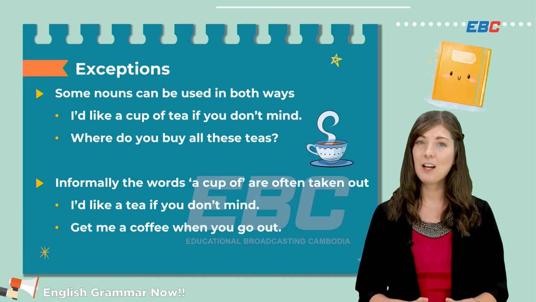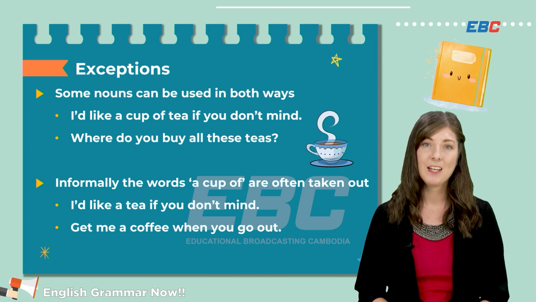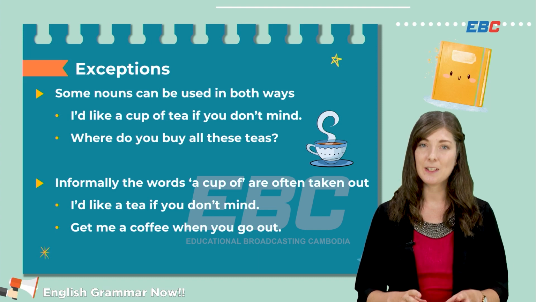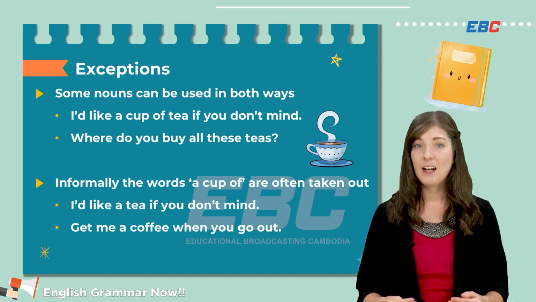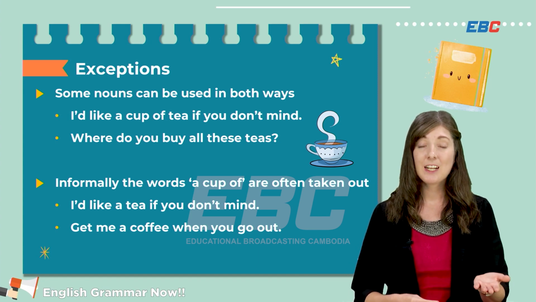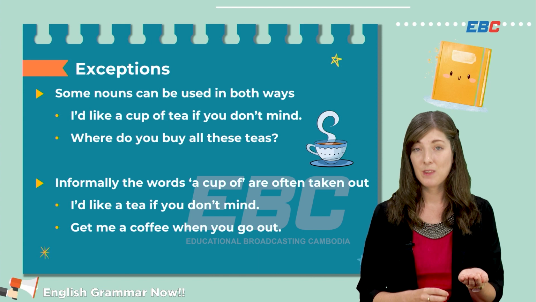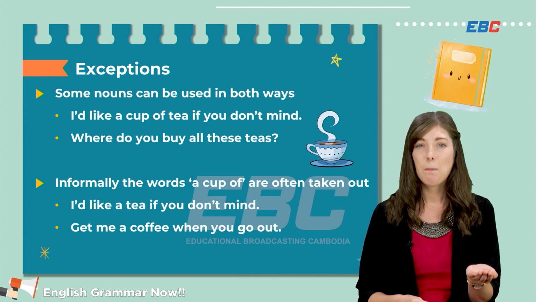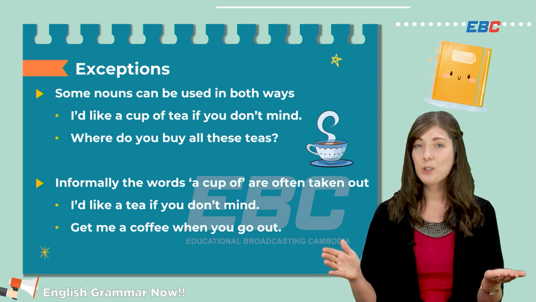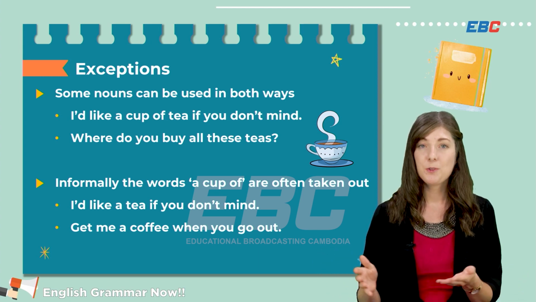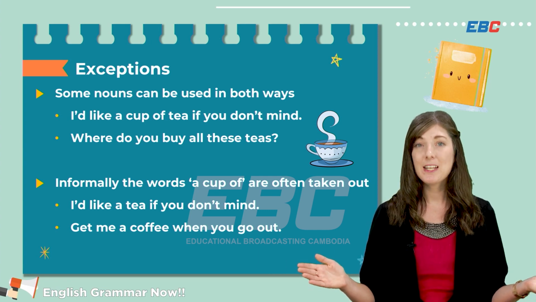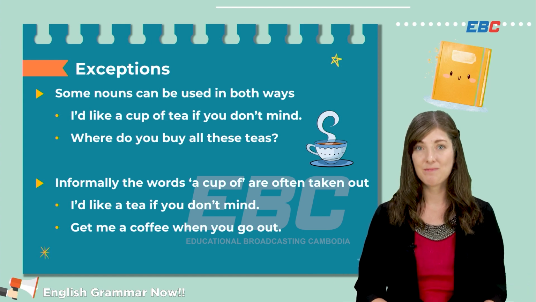There are a couple of exceptions for non-count nouns. Some nouns could be used in 2 ways, like the noun tea. We would normally say, I'd like a cup of tea if you don't mind. That means I would like a cup of one kind of tea, whichever kind is available. But if you're talking about many different kinds of tea, you could use it in a plural form. You could say, where do you buy all these teas? You're meaning many different kinds of tea.